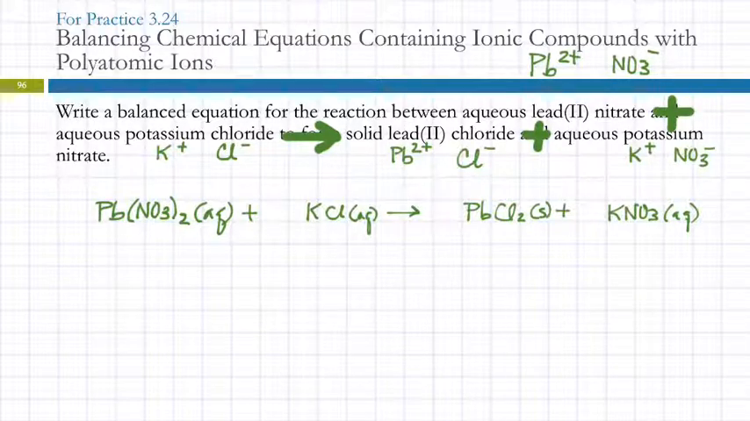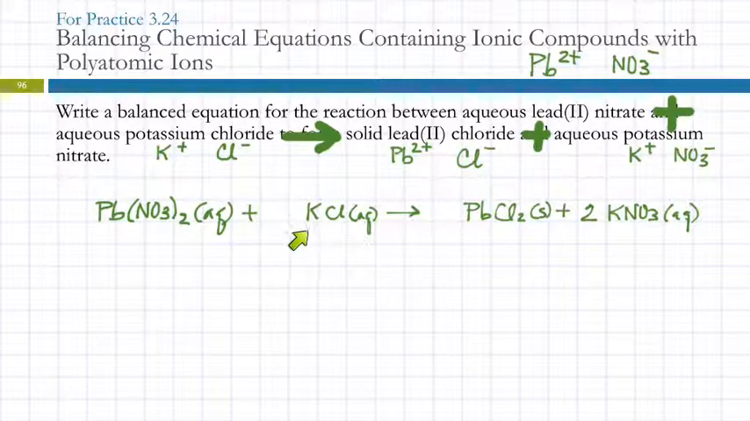If you want to do the nitrogen and the oxygen separately, you may. It'll end up the same. But a shortcut is to look at it as a unit. So here I have 2 nitrate ions, and on the right side of the arrow, I only have 1 nitrate ion. So I need to put a 2 in front of potassium nitrate, because that'll give me 2 nitrates.